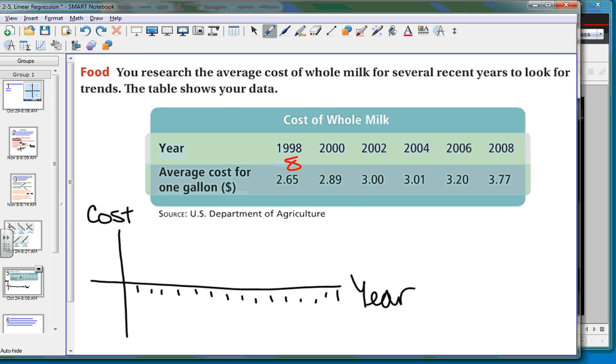Now, how many units is there between the year 1998 and the year 2000? 2. So I'm going to add 2 units to the year 8 to give me the year 10, the same thing as 2000. Add 2 more to give you 12, 14, 16, and 18. I would write that on your paper, y'all. I'm not here to just do it for you because I already know how to do it.